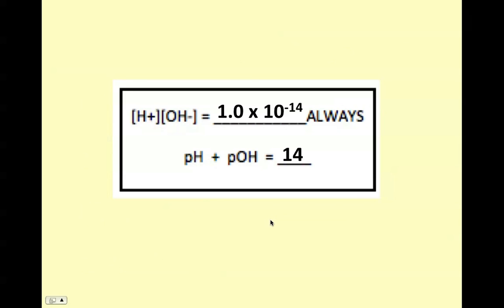So these two relationships you need to definitely be aware of, because they allow us to analyze and look at some different variables, because those two are always going to hold true.